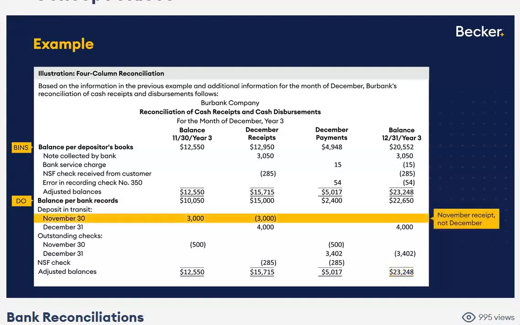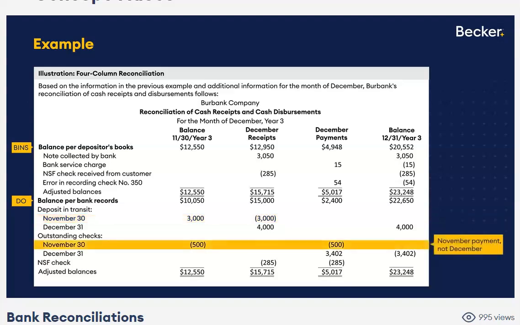Okay, and I just want to point out, folks, you'll see the first column for the bank. You see that 3,000? Okay, what is that 3,000? That's really a November receipt. We adjusted that in the prior example. That's really a November deposit in transit, so we included that in November. Now, technically, we collected that in December, but that's really a November receipt, not December. So we back it out of the December receipts.